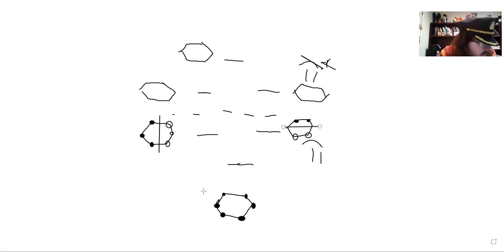Now, looking at this, we've got to put in two different nodes. We're going to have a node in the center and a node through here. And so we end up having a structure that looks like this. There's our two antibonding orbitals. Now this guy is going to be looking a little different.